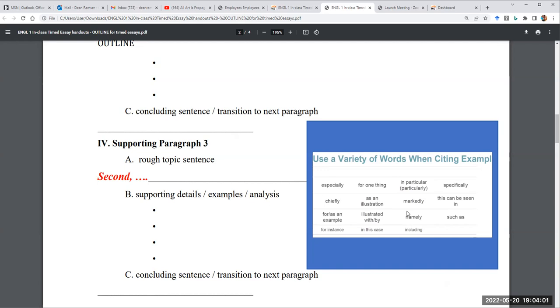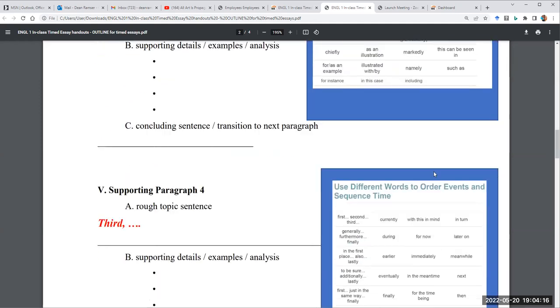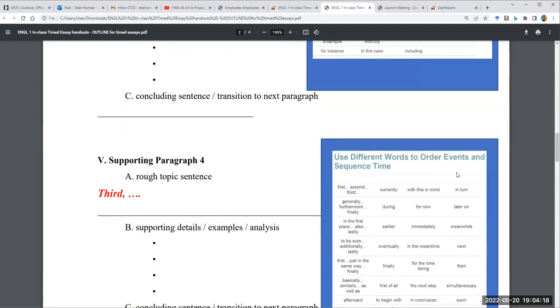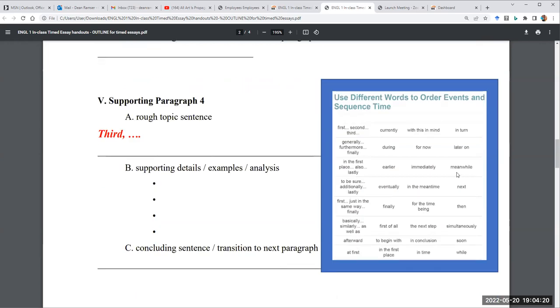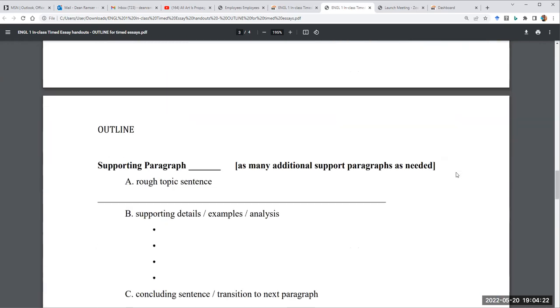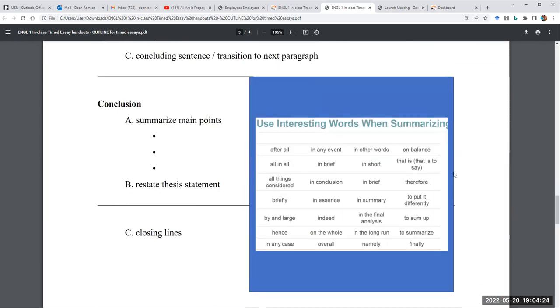It's cited. So you're going to have it on a works cited page, although in a timed writing assignment, you won't have a works cited page. But you can reference, you know, a source, an authority that uses an example. Use different words to order events or sequence of time. Use interesting words in summarizing.